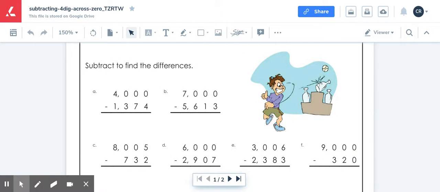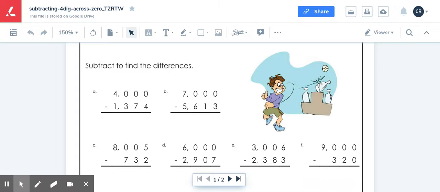Hi, friends. So I noticed when you guys were doing your assignment yesterday that you were having some trouble with the less than subtracting. And I noticed you were having trouble with subtracting across zeros. So that's what I want to focus on today.